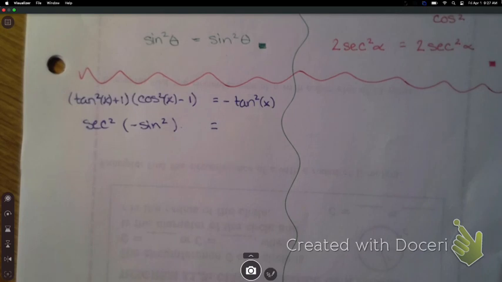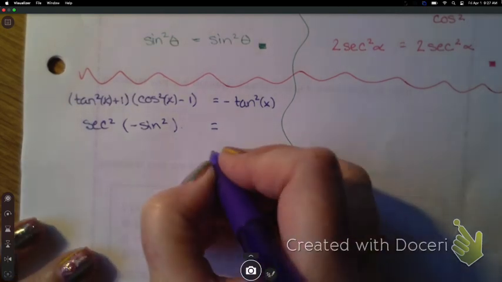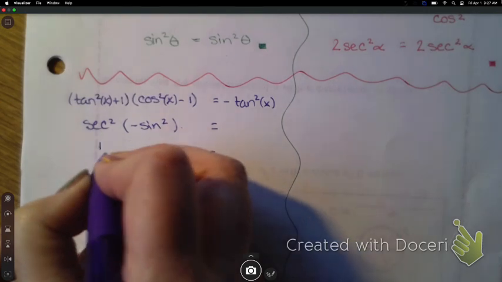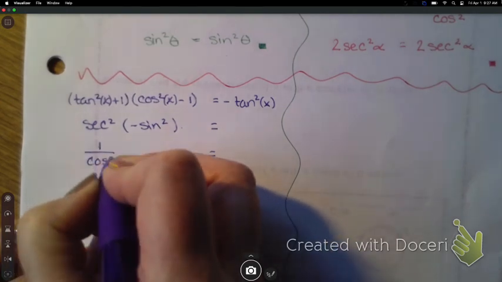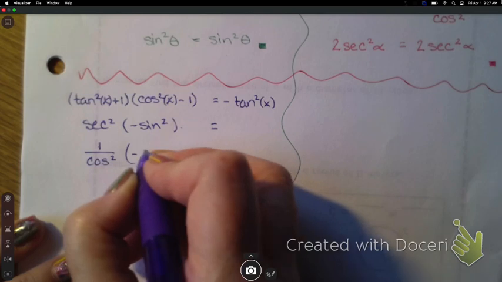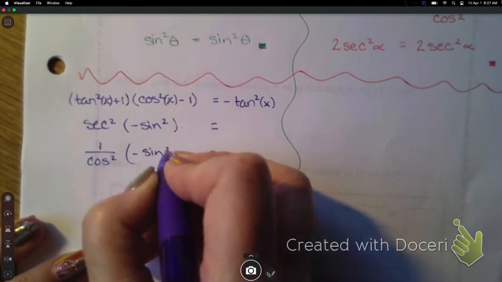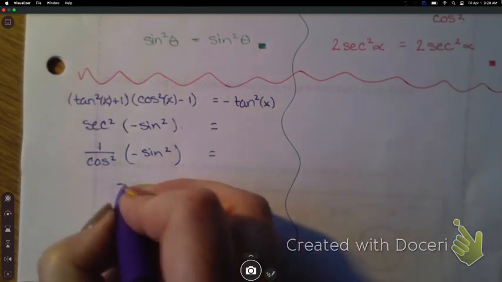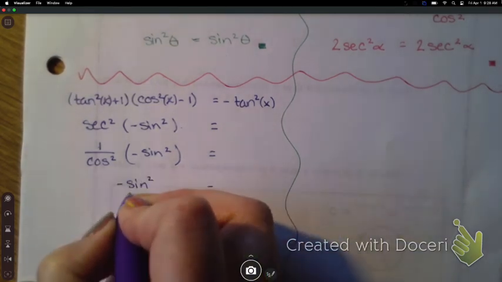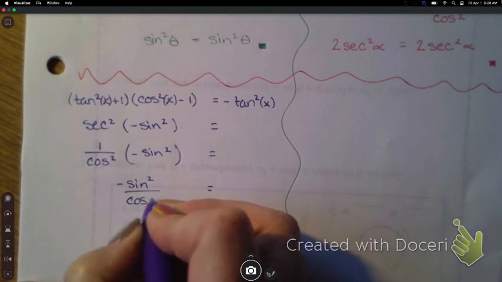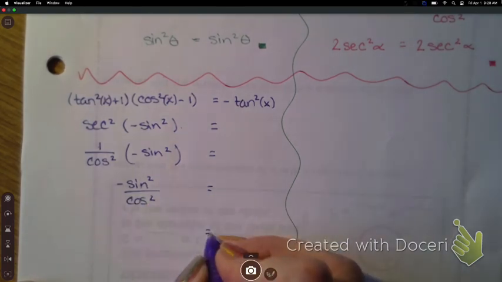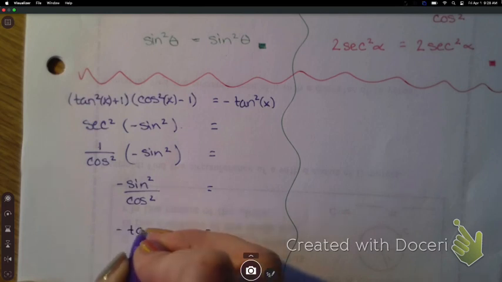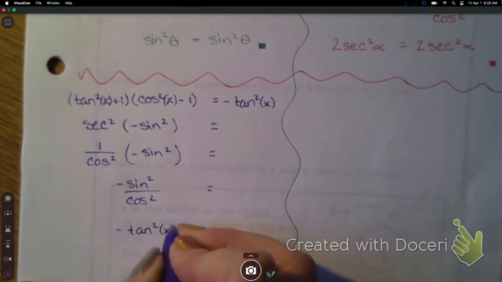Secant is 1 over cosine, so secant squared is 1 over cosine squared, times negative sine squared. So we have negative sine squared over cosine squared, which is what? Tangent squared. So it's negative tangent squared of x.